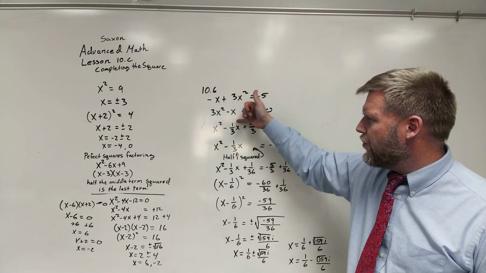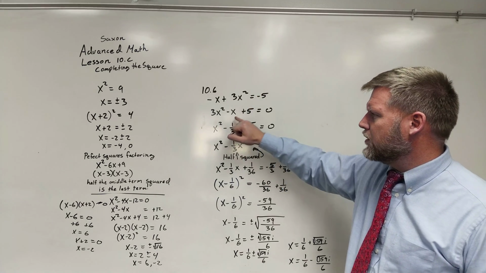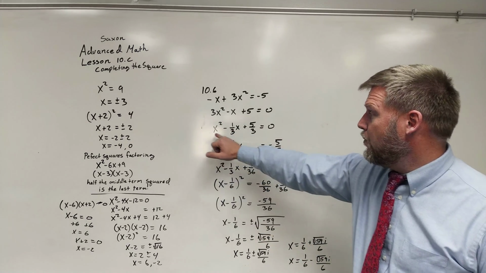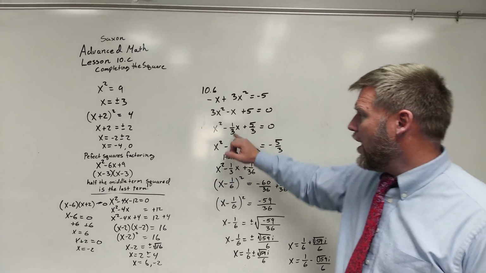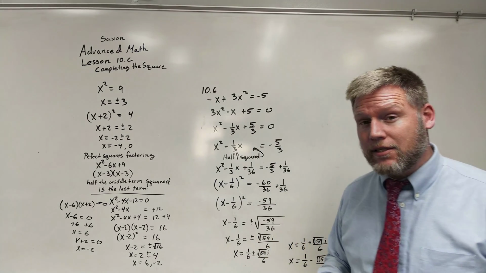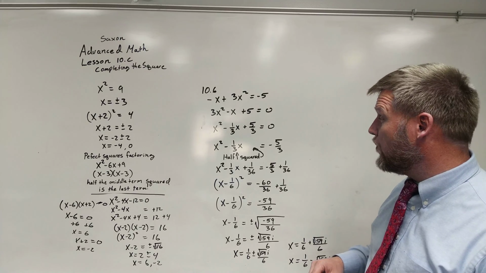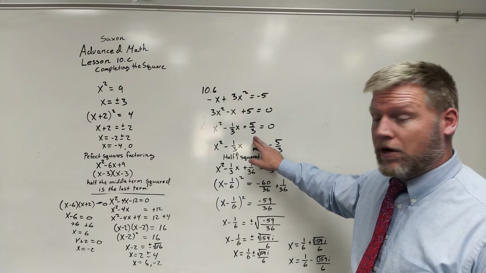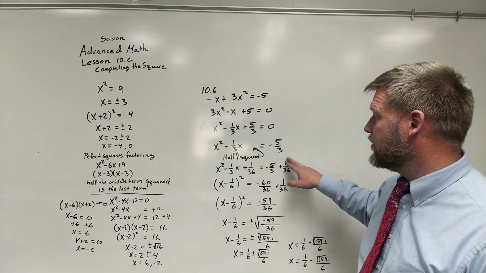I made this a 1/3, and you'll see why in just a minute, instead of just putting this over 3. And that cancels that 3, makes this a 1. At this point, I'm ready to complete the square. Well, half of negative 1/3 is 1/6, and negative 1/6 squared is 1/36. That's not 5/3. It's not a perfect square. So I move the 5/3 to the right-hand side.